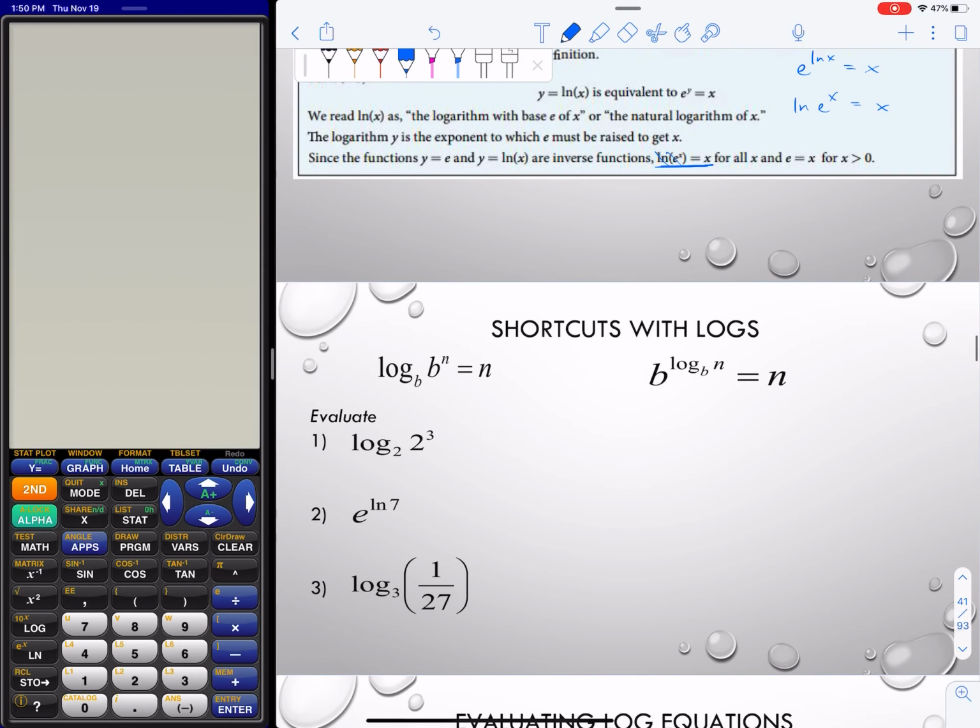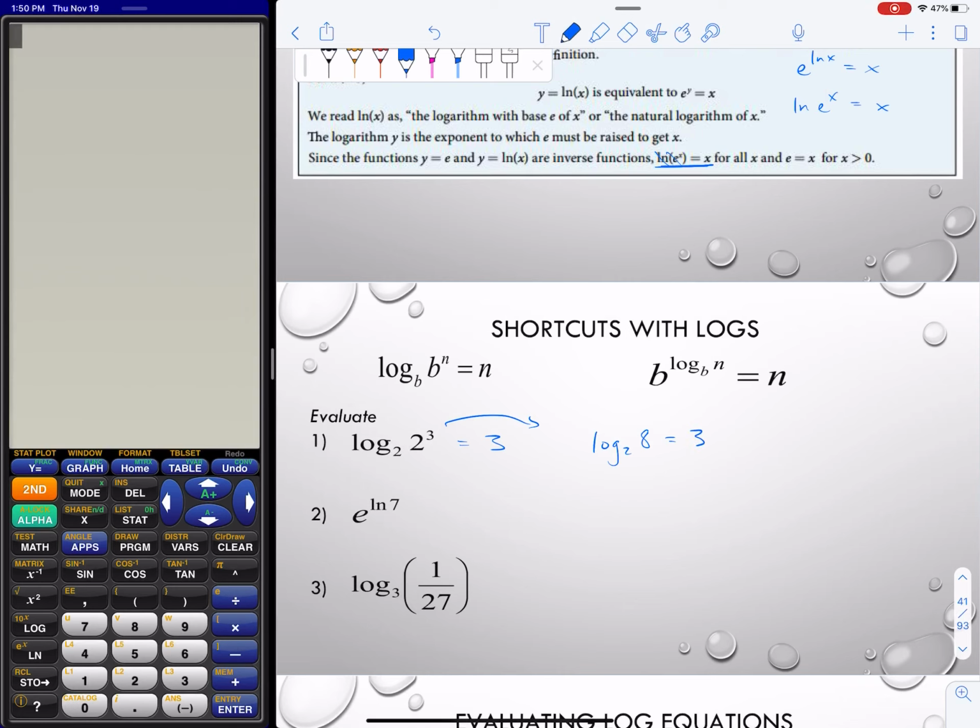So here are my rules, written for any base b: log base b of an exponential base b to the n, these will cancel one another out, leaving me with simply n. If I have b to the log base b of n power, those cancel, leaving me with just n. So if I have log base 2 of 2 cubed, this equals 3. I could do it the long way and say log base 2 of 8, and then ask, 2 to the what power equals 8? Well, it's going to be 3.